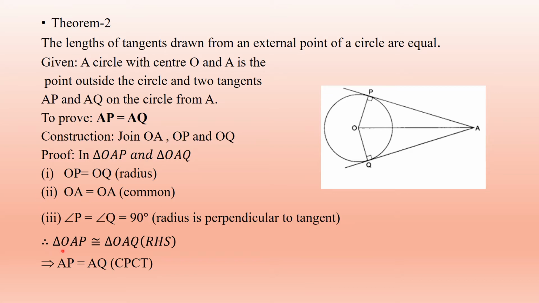Therefore, we can say triangle OAP is congruent to triangle OAQ using RHS criteria. From this, we can say AP is equal to AQ by CPCT. Therefore, the length of the tangents drawn from an external point of a circle are equal in length.